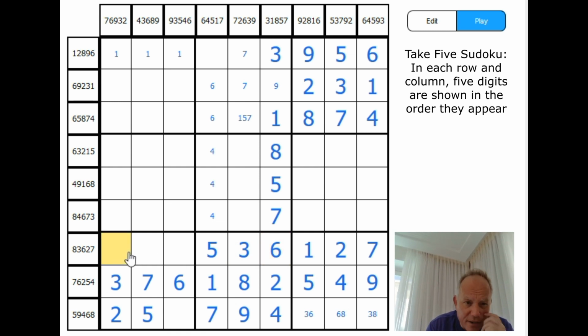We've got 8, 9, 4 to fill in here. This one can't be 4 or 8 because 9 has to come after them, so it must be the 9. 9, 3, 5, 4, 6. Don't think we can quite resolve the other 2 boxes yet. I might be wrong about that, but that's what it looks like to me at the moment.